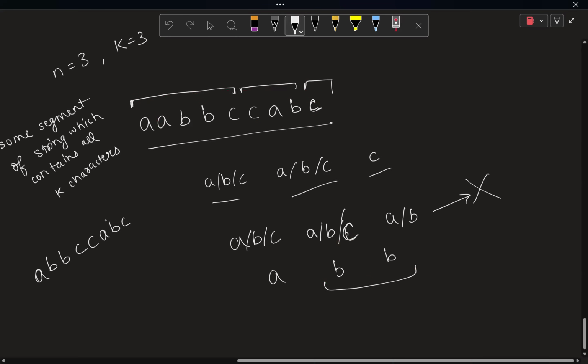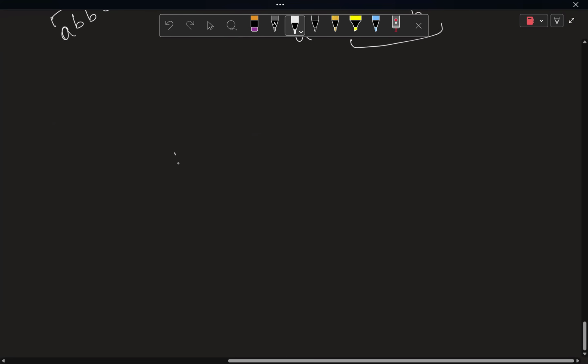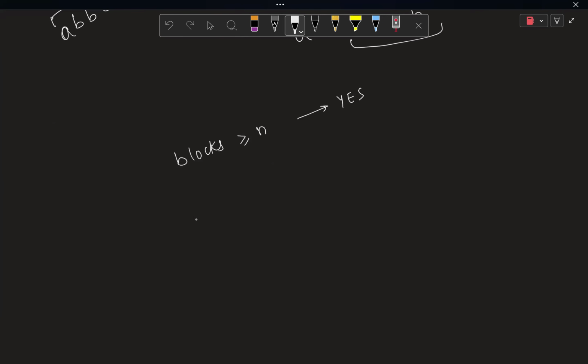You see, now this portion is like a block, and this portion is like a block, and this portion is like a block. So, sorry, not the third one. These two are like blocks. So you are having 2 blocks and you want 2 characters, so it would be possible. So what we have understood for now is if the number of blocks is greater than or equal to n, the answer is just print yes.